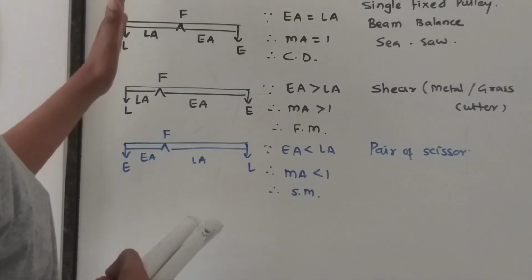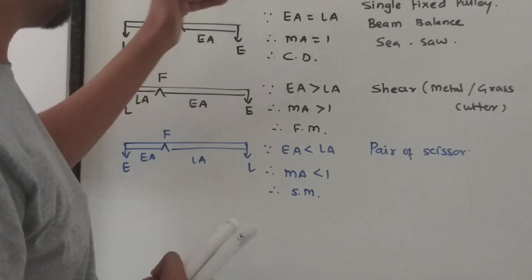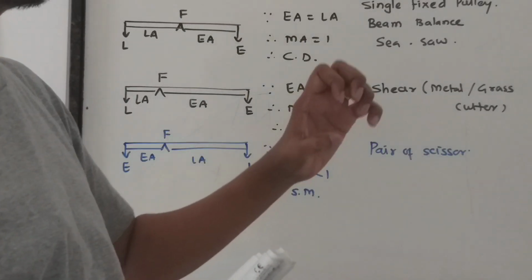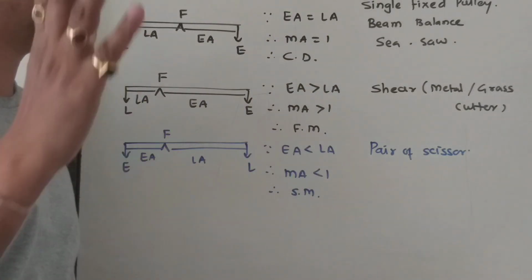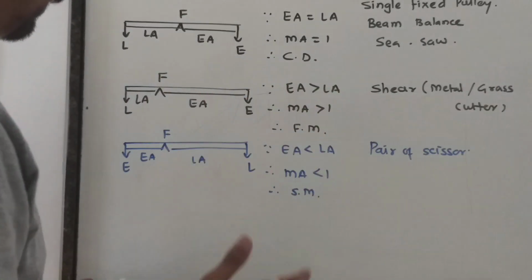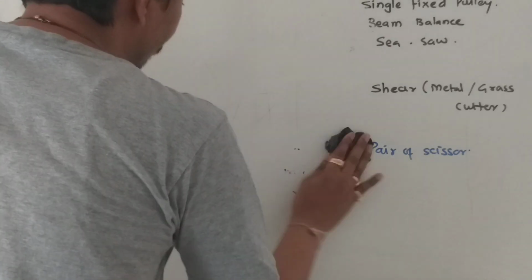So in class 1 you can have three different types of machine: MA equal to 1, MA greater than 1 and MA less than 1. So they can ask a question, give three examples of class 1 lever where MA is greater than 1, MA less than 1 and MA equal to 1. Right? This is about class 1. Now let's go with the class 2 lever. Now what will be there in class 2? Check.